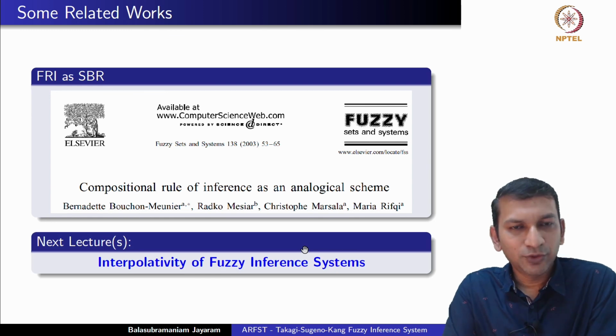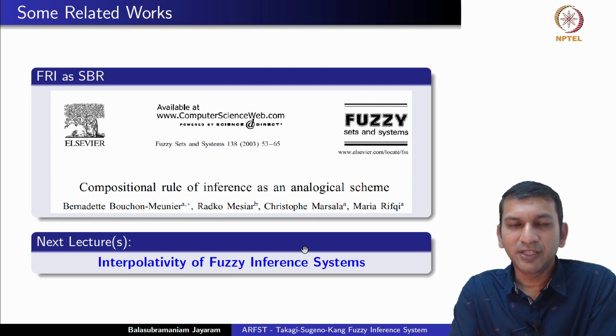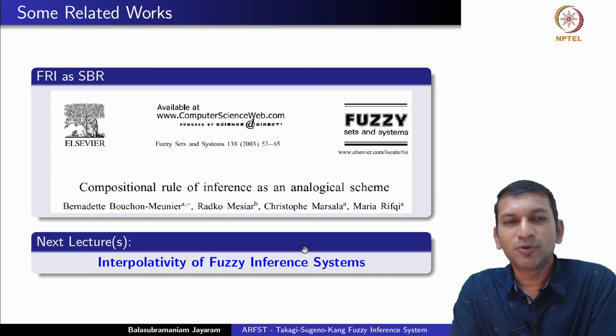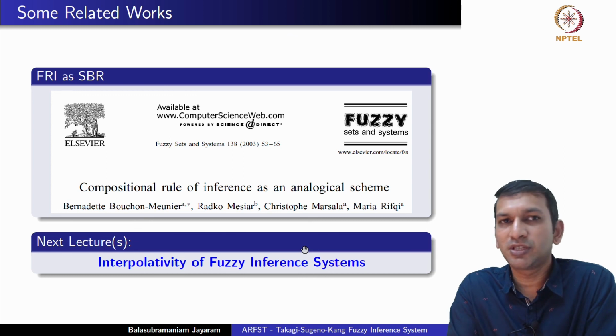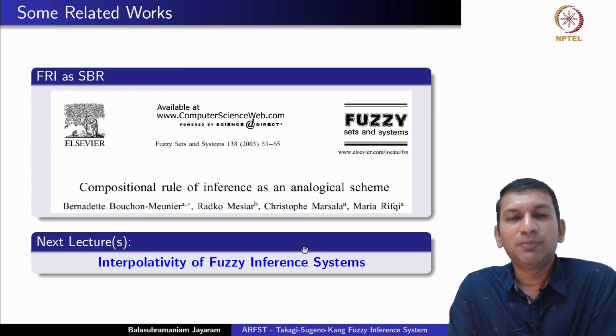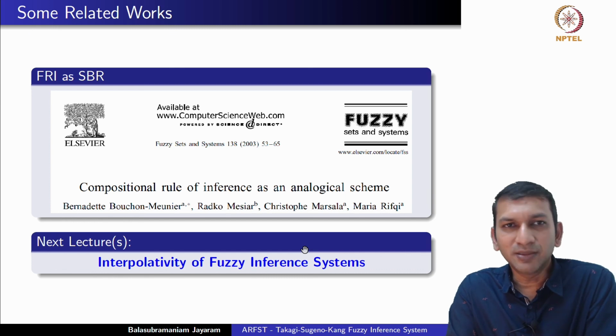So in the next few lectures and from henceforth, we will look at some of the properties that a fuzzy inference system should possess or we expect it to possess, the desirable properties, that of interpolativity, continuity, monotonicity, and so on. In that quest, we will begin by looking at the interpolativity of fuzzy inference mechanisms.